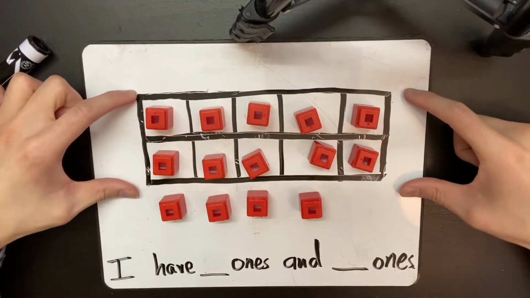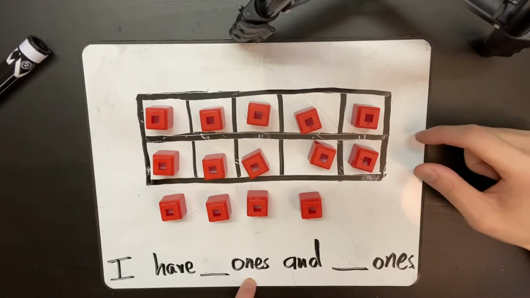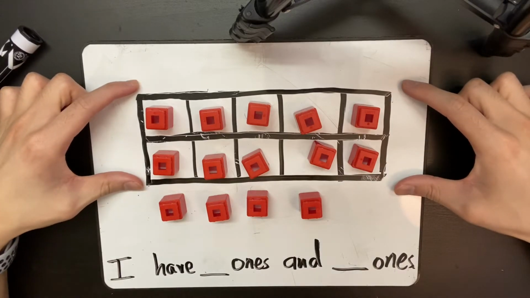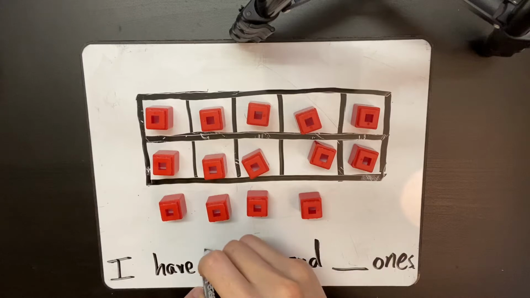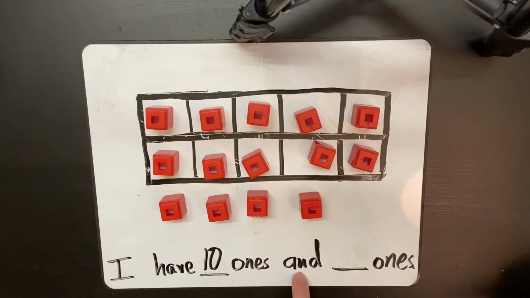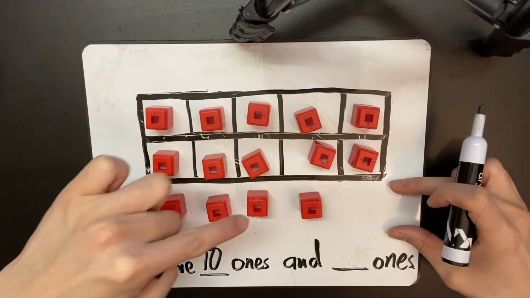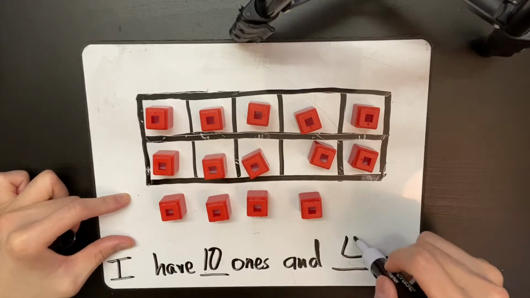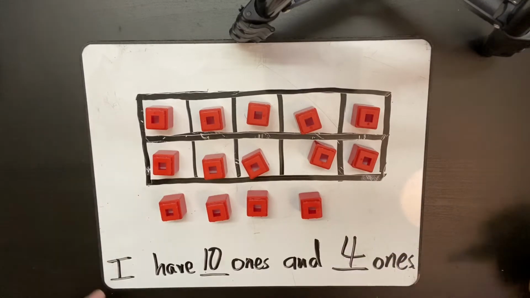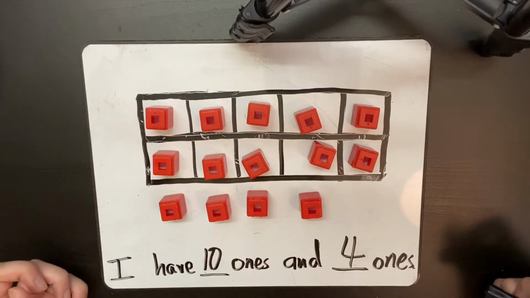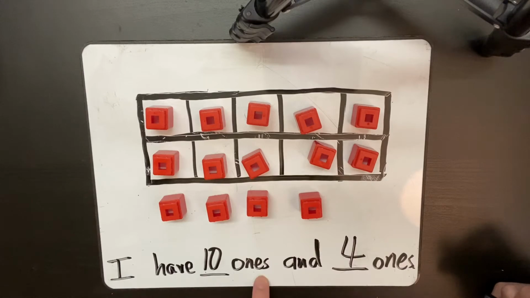Now let's take a look. I have blank ones. Let's do this first part. How many ones do I have up top? 10 ones. I have 10 ones and blank ones. How many ones did not fit in the tens frame? 2, 3, 4. 4 ones. So this number, I could call it as I have 10 ones and 4 ones. Some of you are already so smart. You're saying, Mr. Huang, that's the number 14. Yeah, but we could say 14 is 10 ones and 4 ones.